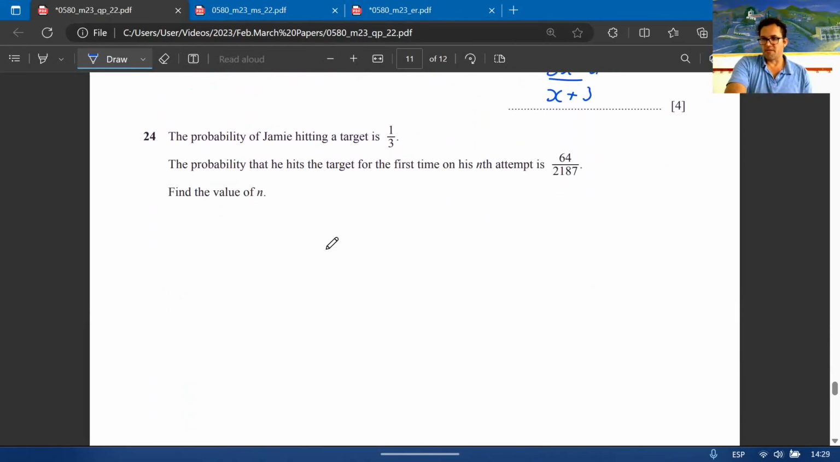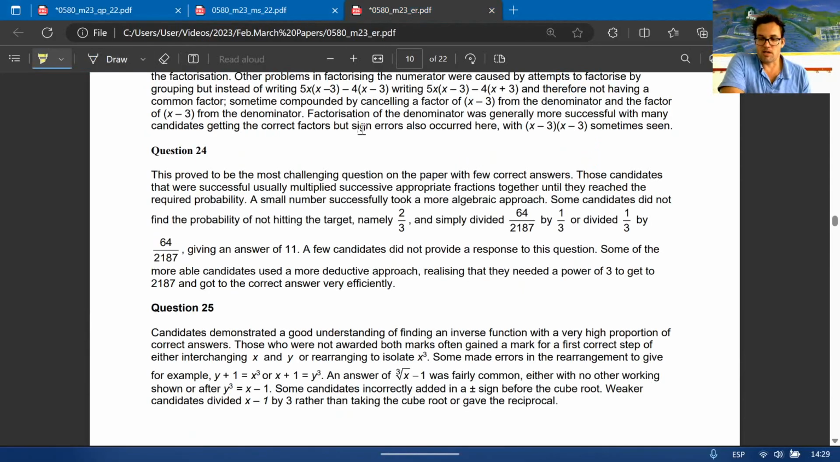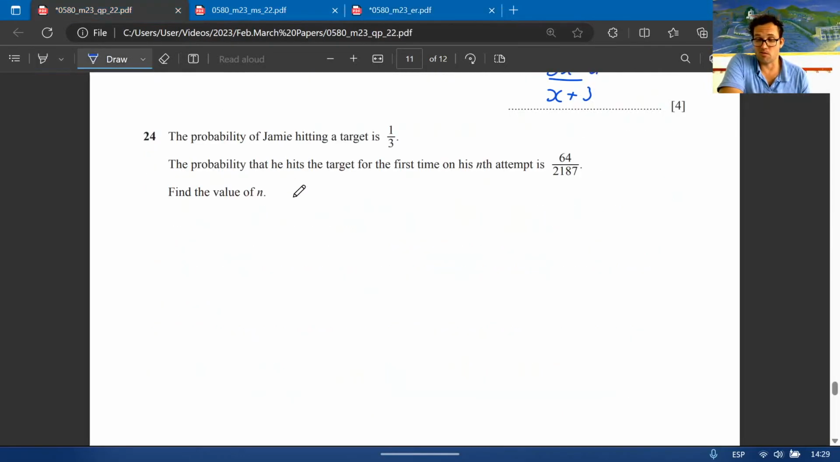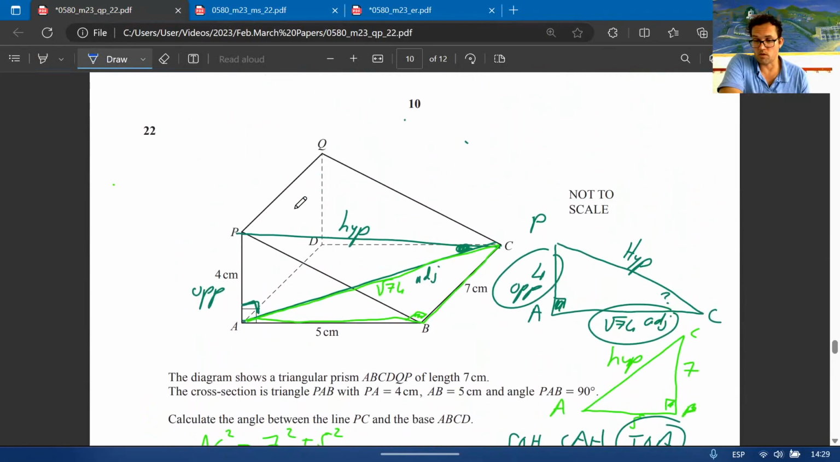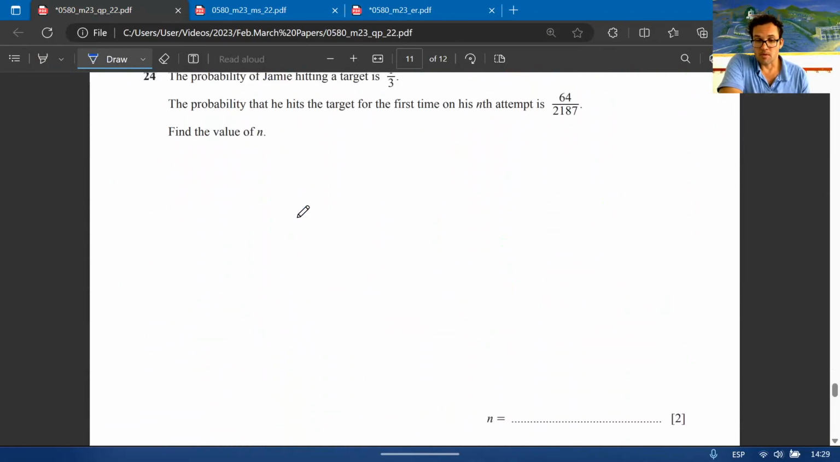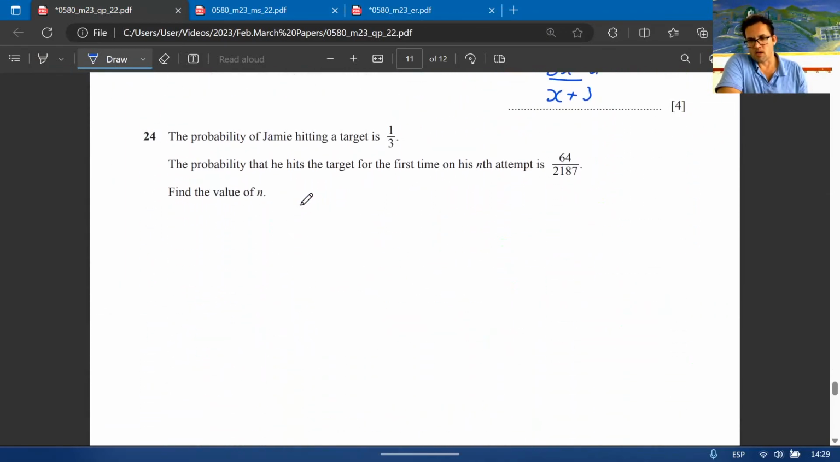Question 24. Right, yeah, bad news. This proved to be the most challenging question on the paper with few correct answers. Okay, but we can do this, man. I think this was easier than that bloody sequence question. Anyway, right, so let's just see.